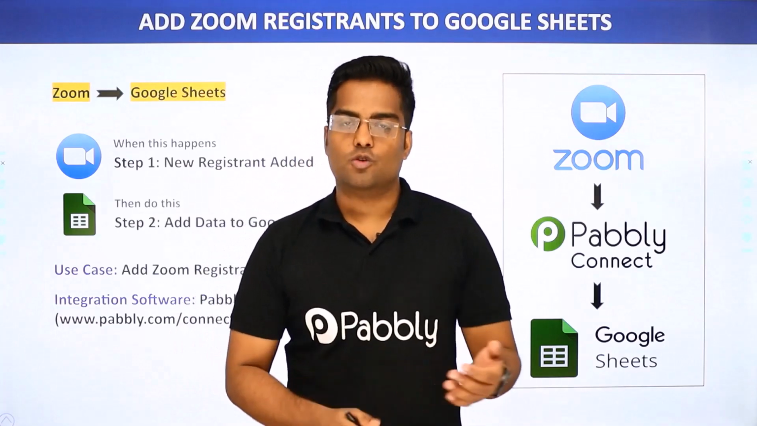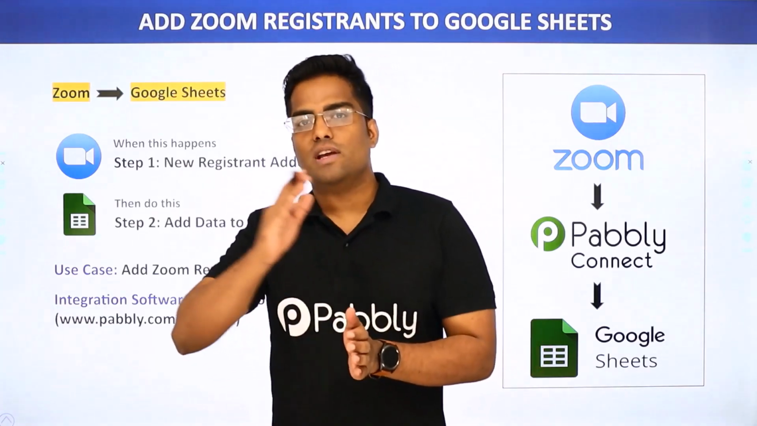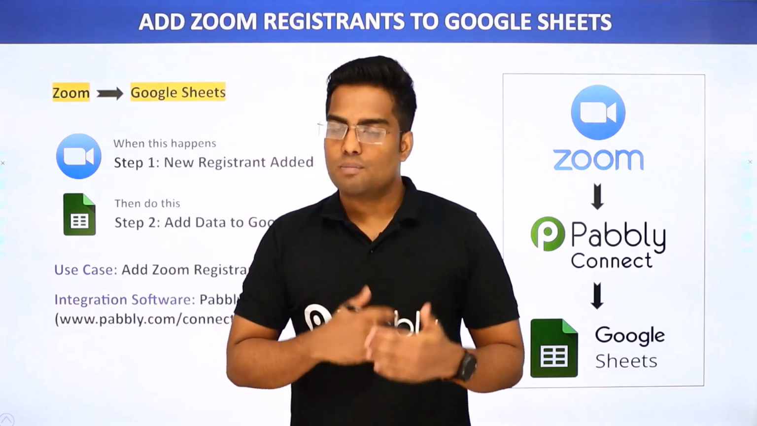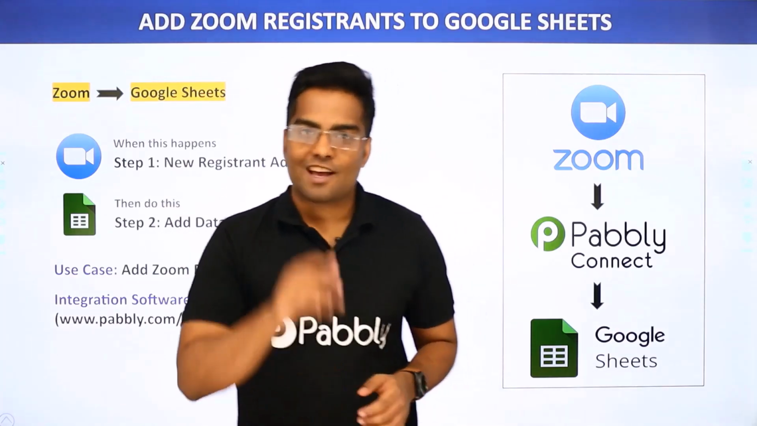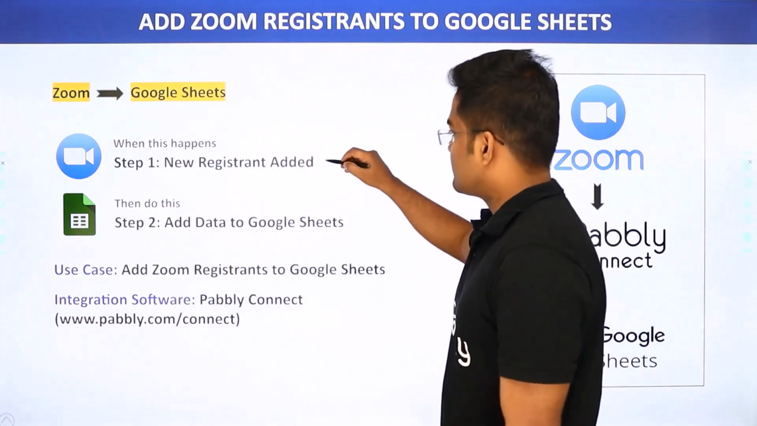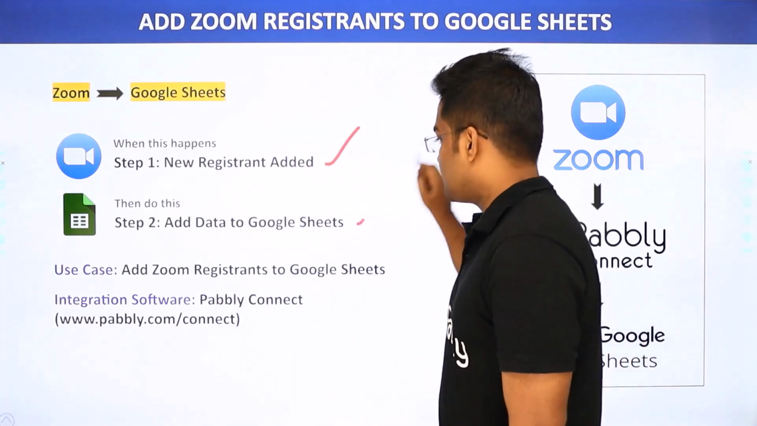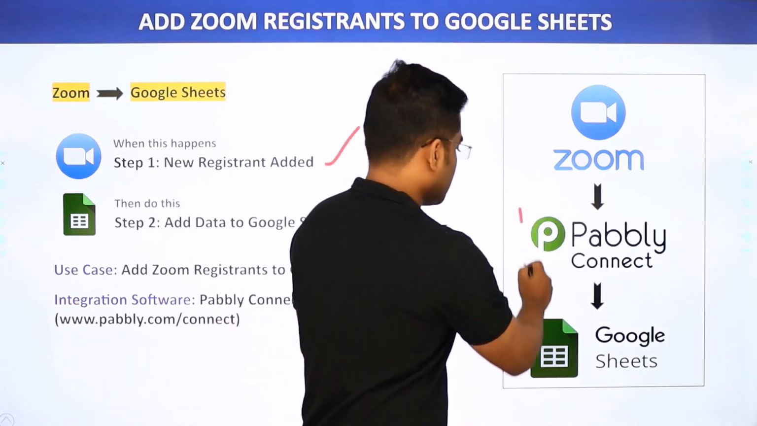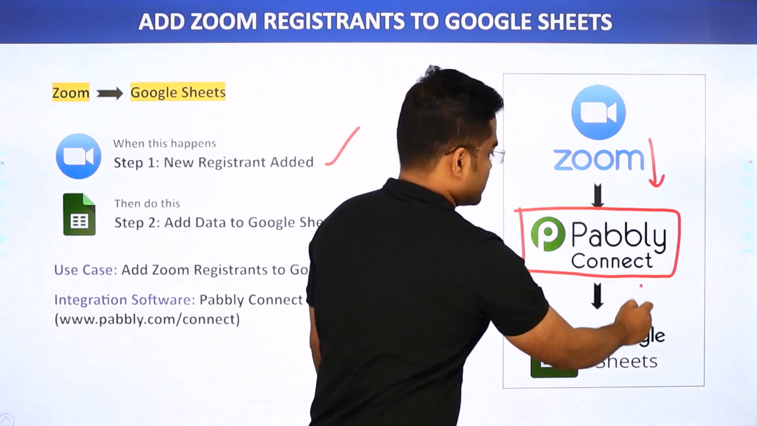The first choice is you copy all the details of these students from Zoom, sort it out and manually insert it into Google Sheet. The problem with this method is it is very repetitive and tiresome. So I would suggest that you bring in some automation. When a new registrant is added in Zoom, it will automatically add this data to Google Sheet. In this video, we will be using Pabbly Connect to integrate Zoom and Google Sheet.